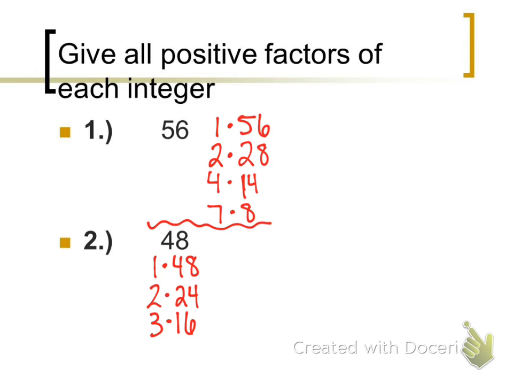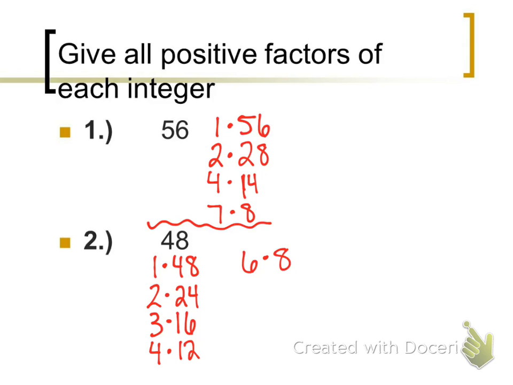Is 4 going to be on our list? Yes, it is. 4 times 12. Next, we should check 5. Is 5 on our list? No. 48 ends in an 8, not a 0 or a 5. After 5, we should check 6. Should 6 make it? Yep, 6 times 8.